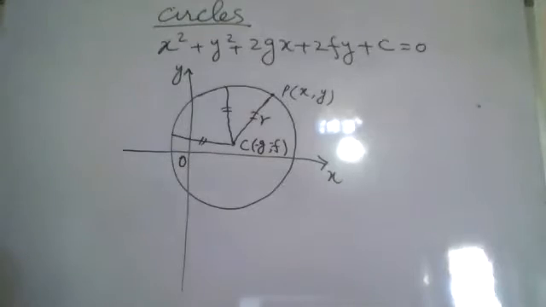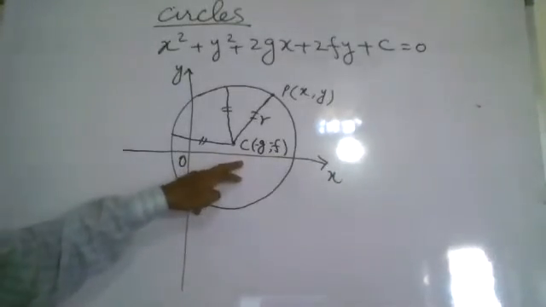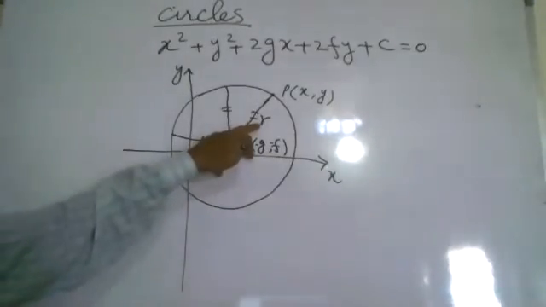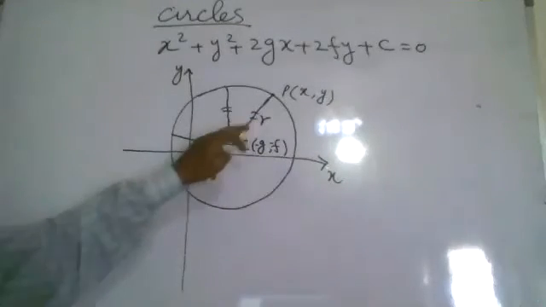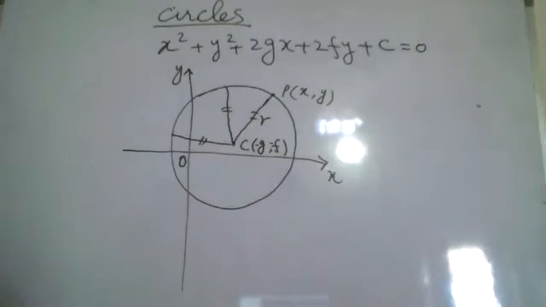Okay. So this is the standard equation of a circle. How to form the standard equation of a circle when the center and the radius are given? When the center and radius are given, this is the way how to find the equation.